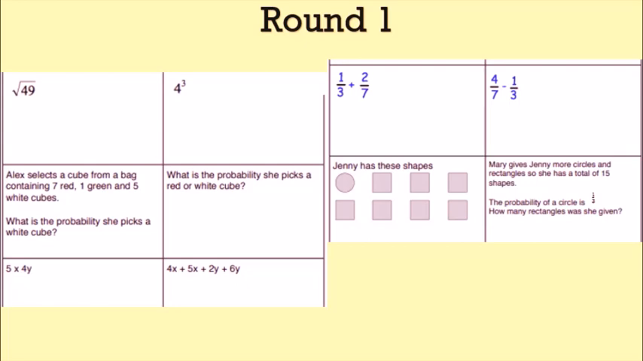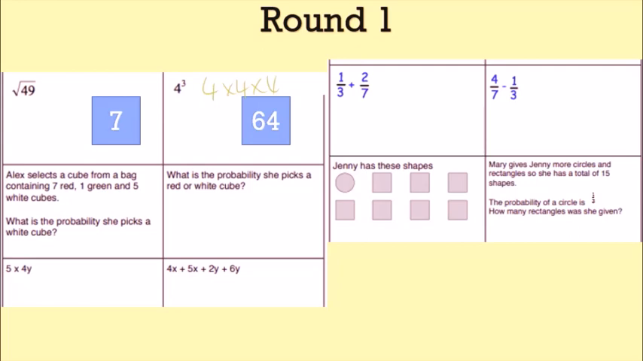The square root of 49 means a number that you can multiply by itself to get 49. The opposite of a square root is a power. So what is the answer to 4 to the power 3? That means 4 times 4 times 4. The answers were 7 and 64.